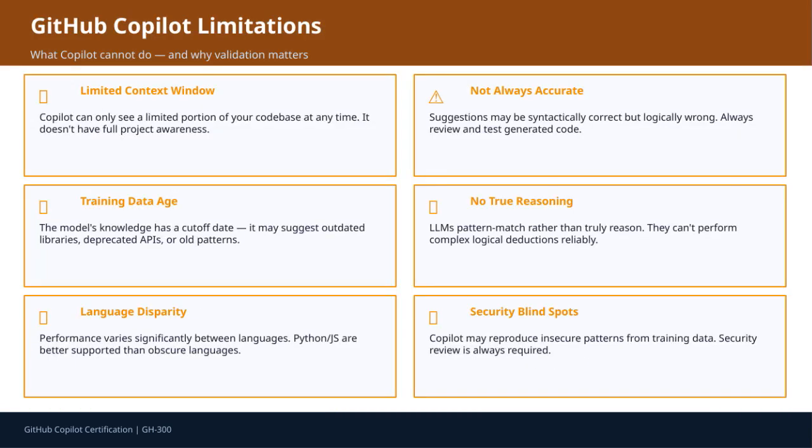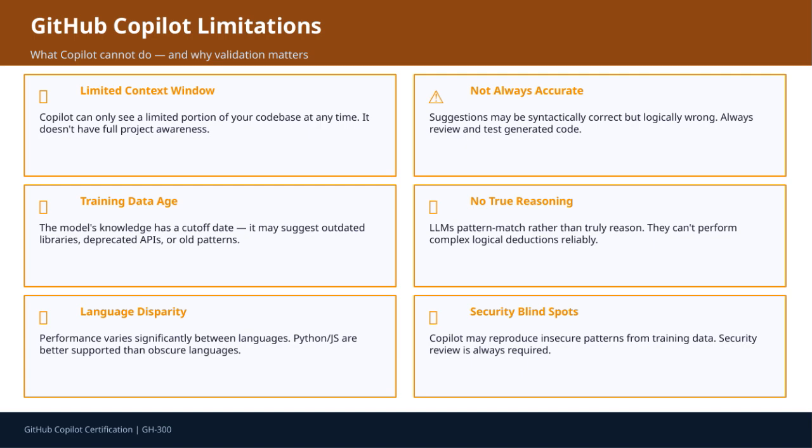Now, let's talk about some important limitations of GitHub Copilot and why it's crucial to validate its suggestions. First, Copilot has a limited context window. This means it can only consider a small portion of your code base at a time, so it doesn't have a full understanding of the entire project. Because of this, its suggestions might not always fit perfectly with the bigger picture.